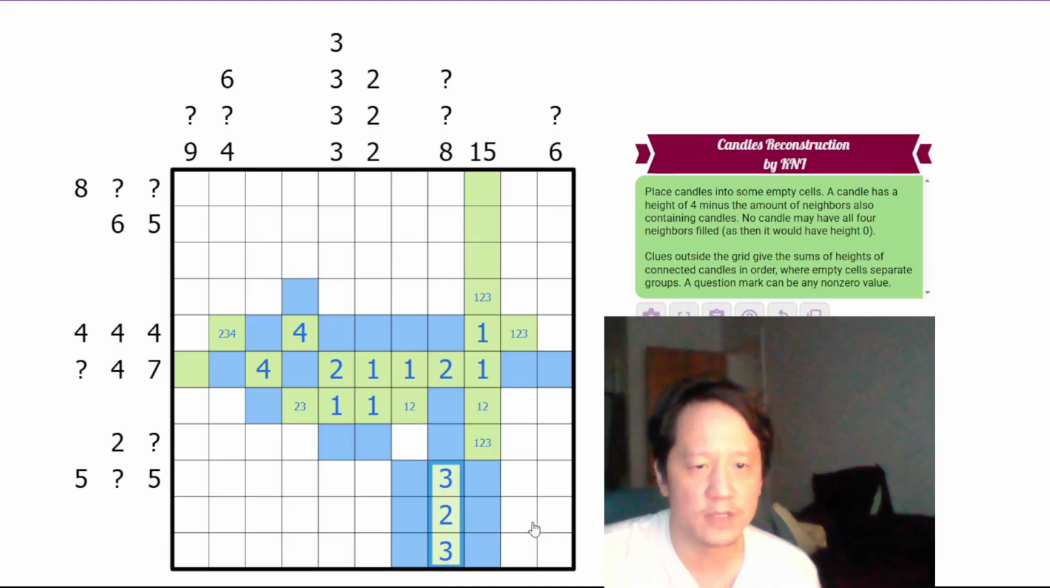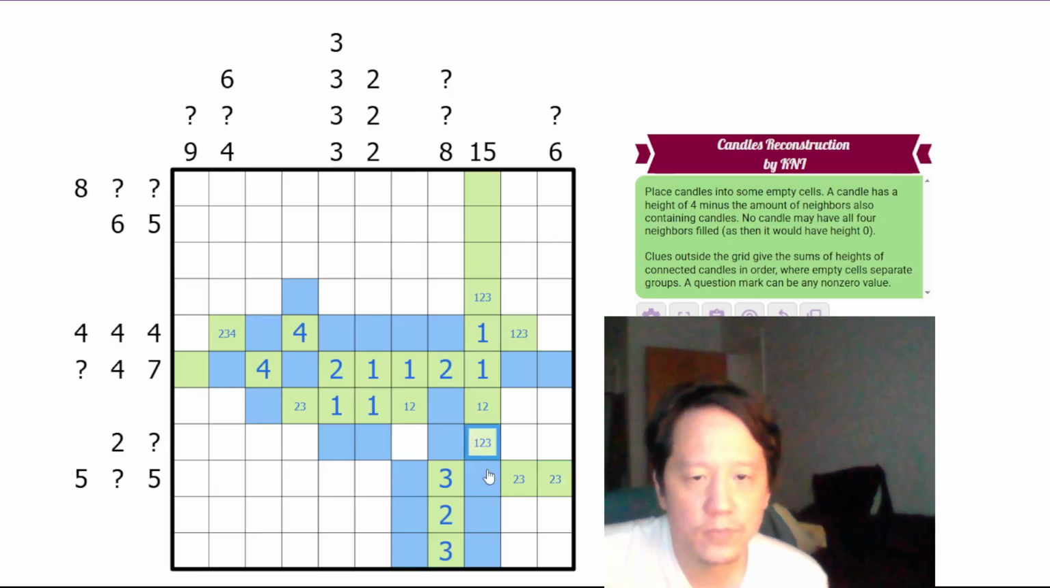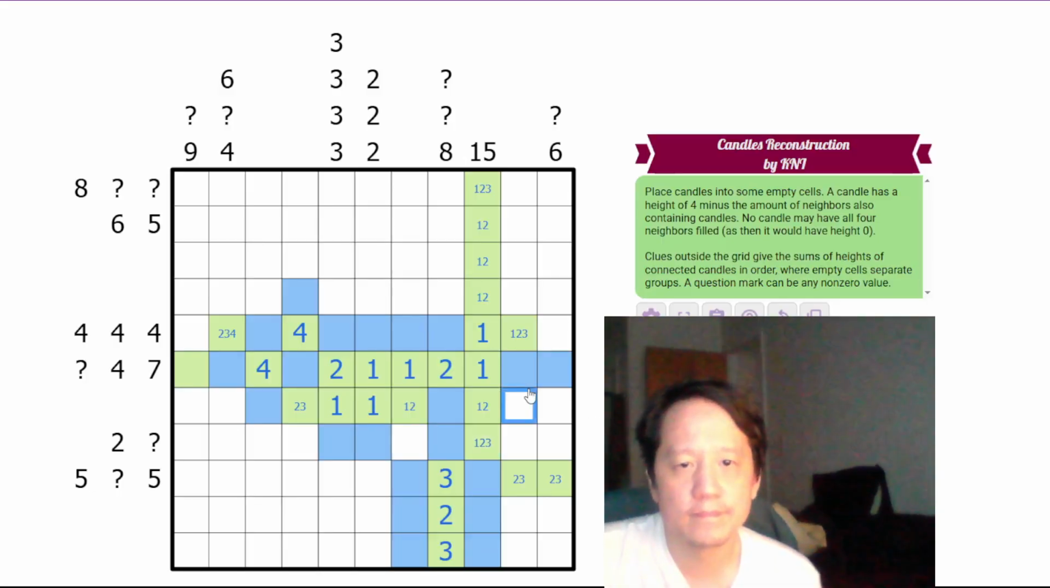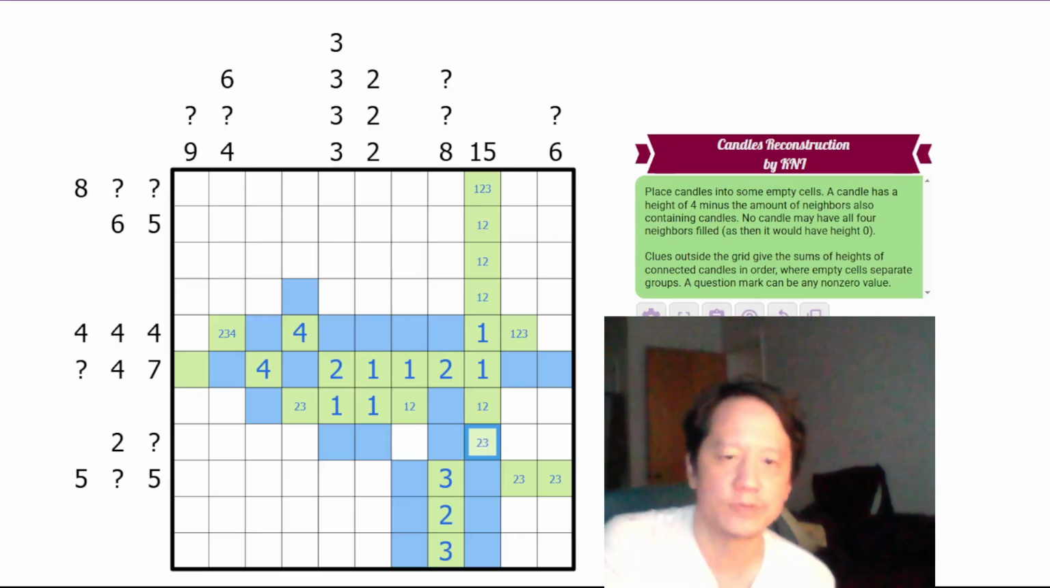Okay, so if this is the case, this is a 3. This would have to be 2 greens here to add up to 5. So we'd have to have 2 and 3 here. No 3 here. 1 or 2. 1 or 2. This is 1, 2, or 3. So you cannot have 1 here. Or 1 here. Well, it can't be 1 anyways. This is 2 or 3.